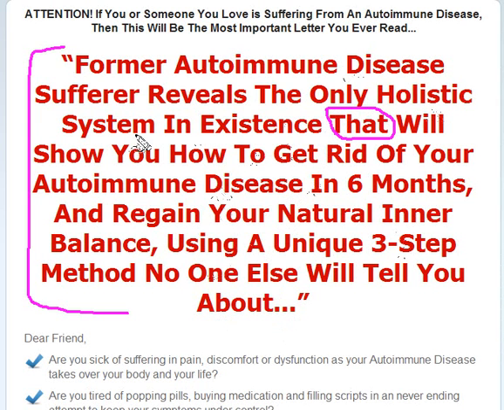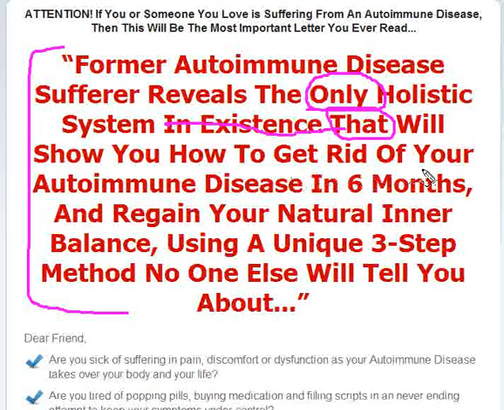So to shorten the headline, you say former autoimmune disease sufferer reveals the only holistic system in existence. Well, that's what "only" kind of means. Not that emphasis is bad, but "in existence" is not really necessary here. If it is the only one, then "in existence" doesn't really add any new idea to the fact that it's the only one. Only holistic system that will show you how to get rid of your autoimmune disease in 6 months and regain your natural inner balance using a unique system.